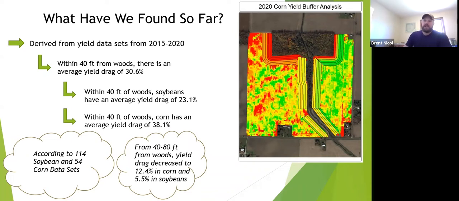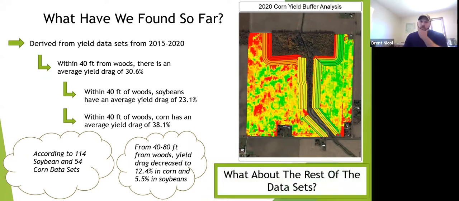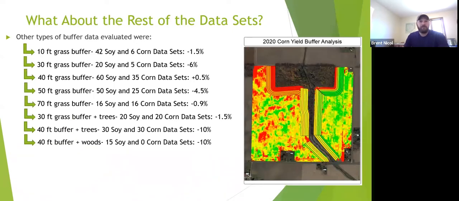So looking at the drastic decrease in average yield along this specific evaluated buffer, what exactly was causing the yield drag, and what about the rest of the data sets? Okay, so like mentioned before, there's many other types of buffers that were evaluated from these findings. They include a 10, 30, 40, 50, and 70 foot grass buffer, as you can see right here, 30 and 40 foot buffers plus trees, and a 40 foot buffer plus woods.